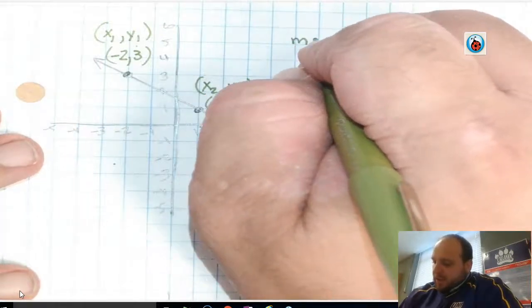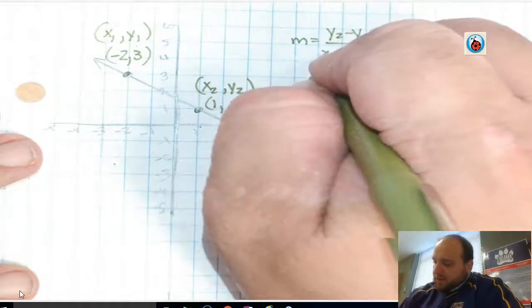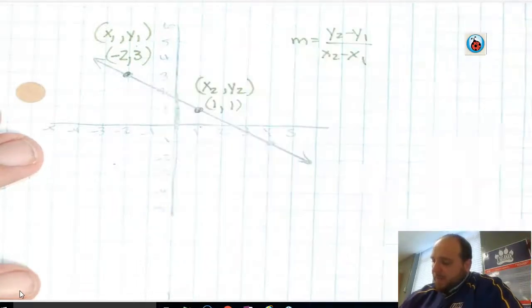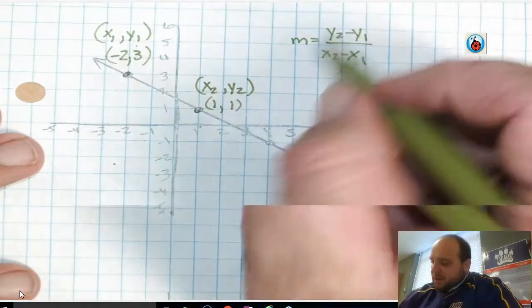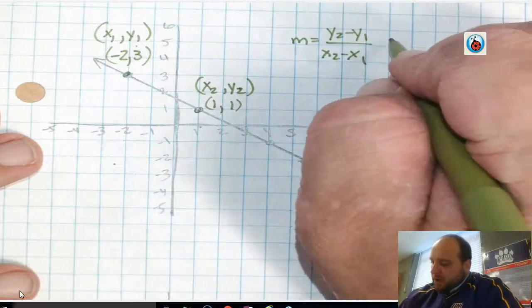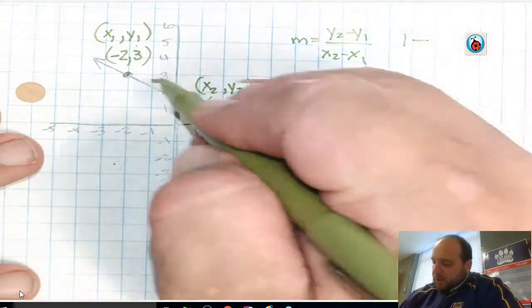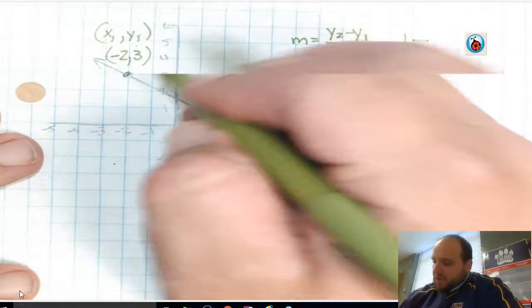Here it is. m is equal to y2 minus y1 over x2 minus x1. So now I'm going to substitute numbers in. I look down here at the y2. What number was y2? It was a 1, so I'm going to put a 1 in there. Subtract y1. So I go over here. There's y1. What number was y1? That was a 3.